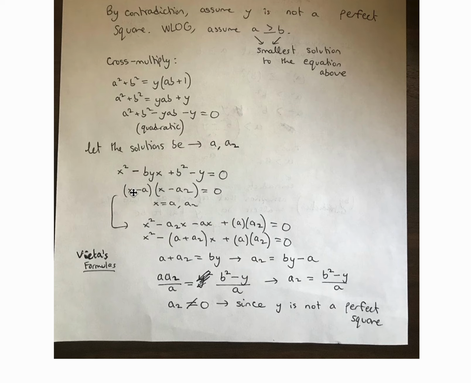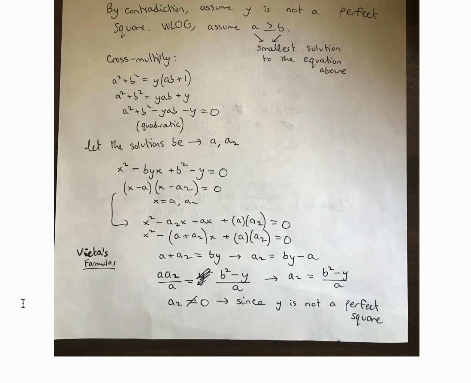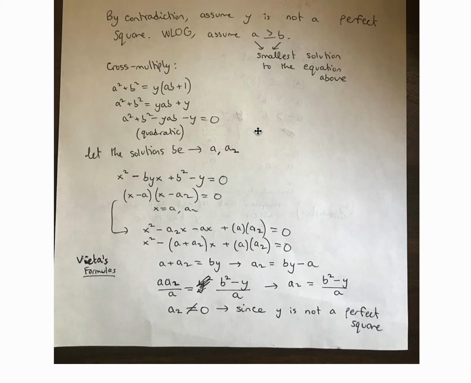Then I can expand this whole thing out, so I get x squared minus a2x minus ax plus a times a2 is equal to 0. Then x is common in these two terms, so I can take the x out, and I get x squared minus (a plus a2) times x plus a times a2 is equal to 0. And then I'm going to use Vieta's formulas. If you don't know what Vieta's formulas are, I suggest you watch one of the videos on here, or you can Google it really quickly, because I will not be explaining Vieta's formulas in this video.